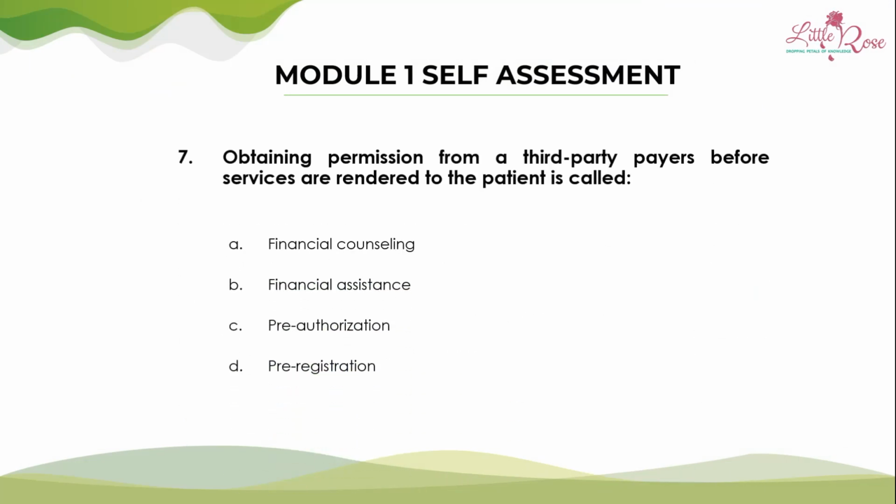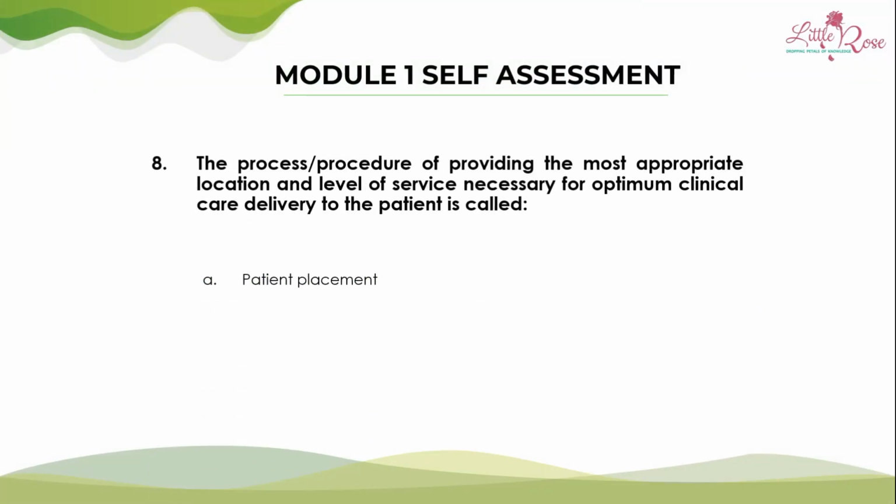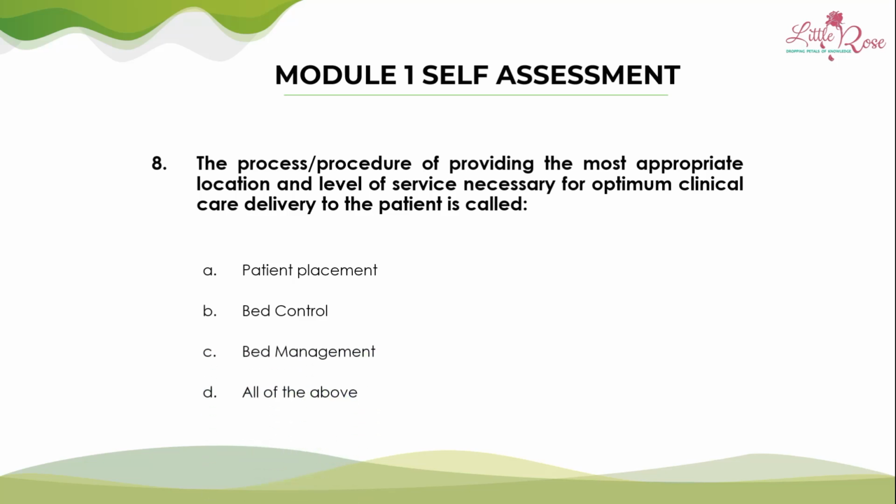Question number 7. Obtaining permission from third-party payers before services are rendered to the patient is called: A. Financial counseling, B. Financial assistance, C. Pre-authorization, D. Pre-registration. Question number 8. The process and procedure of providing the most appropriate location and level of service necessary for optimum clinical care delivery to the patient is called: A. Patient placement, B. Bed control, C. Bed management, D. All of the above.